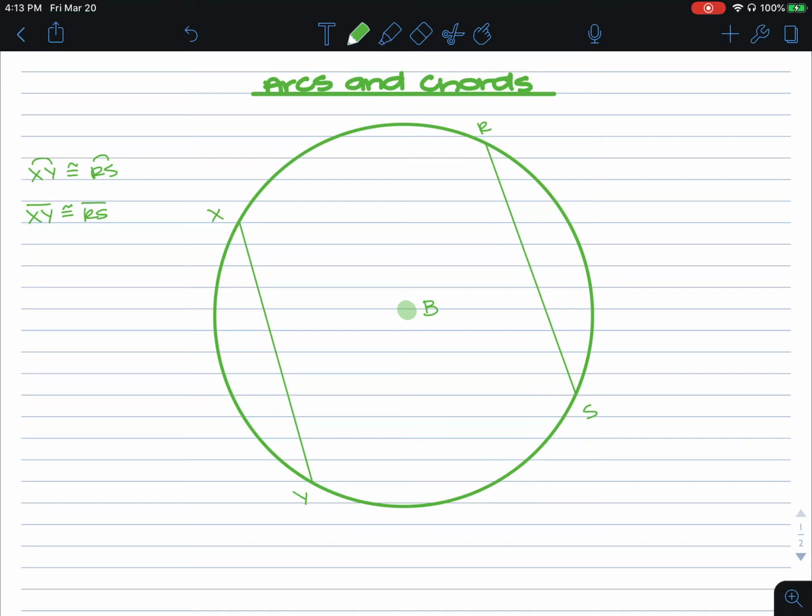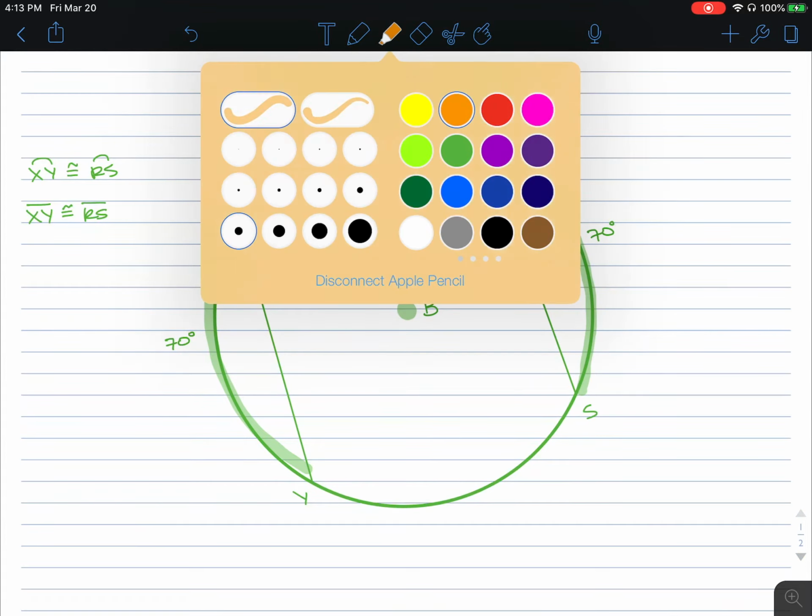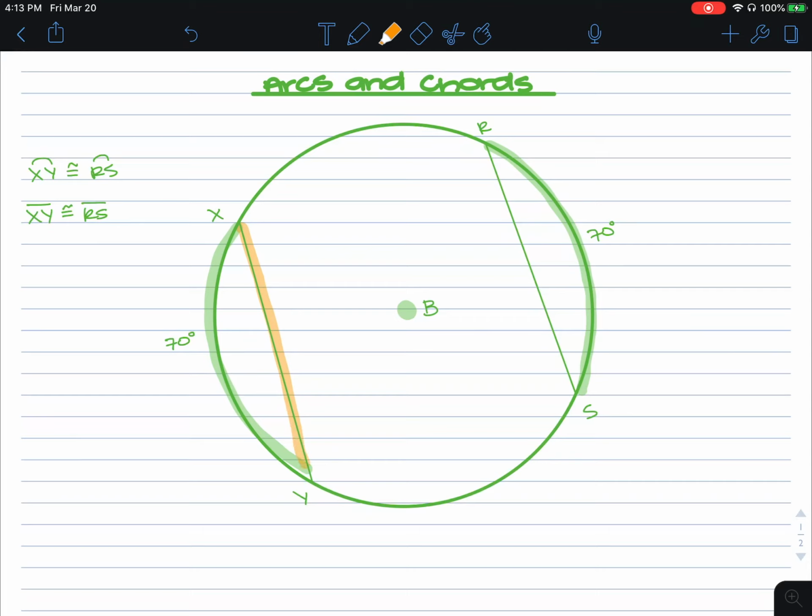Okay, so let's say my arc here was 70, and this was 70. Well, are my two arcs congruent? So I'm talking about these green arcs here. Well, if they're both 70, aren't they congruent? Isn't 70 equal to 70? Absolutely. So because of that, I know that my sides, or my chords, are congruent. So these two orange are congruent.